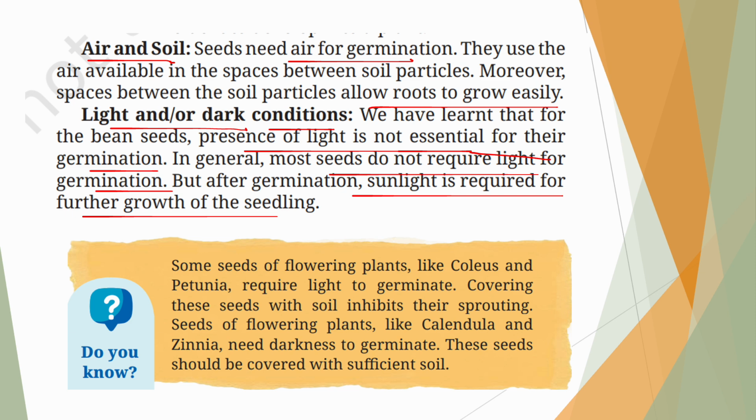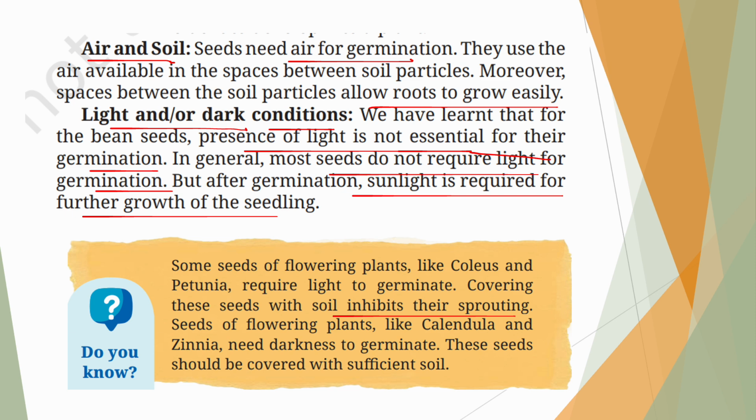Some seeds of flowering plants like coleus and petunia require light to germinate. Covering these seeds with the soil inhibits their sprouting. So, covering these seeds with soil will prevent or stop the seeds from germinating and growing into sprouts.